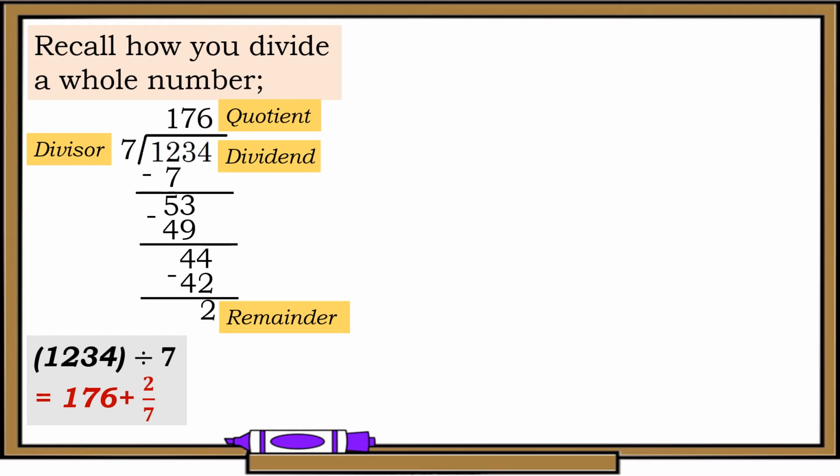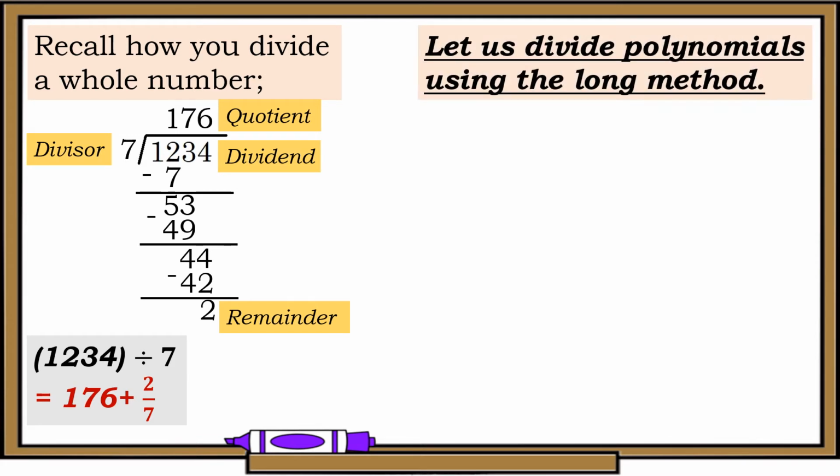1,234 divided by 7 is equal to 176 plus the remainder, just the fractional part of what remains after dividing 1,234. That is why it became 176 plus 2 over 7. So, remainder over divisor. That is also how we divide polynomials.